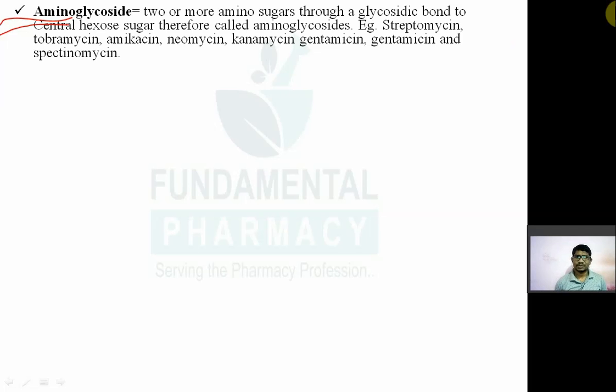For example, what are the examples of these aminoglycosides? Streptomycin is very important. Tobramycin, amikacin, kanamycin, neomycin, gentamicin are there. These are the examples of aminoglycosides. Remember, whichever name has mycin ending with MYCIN or MICIN, all these are aminoglycosides: streptomycin, tobramycin, amikacin, neomycin, kanamycin, gentamicin.